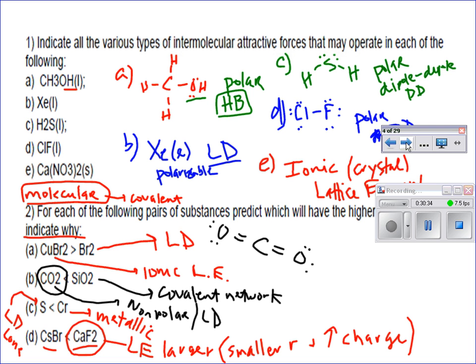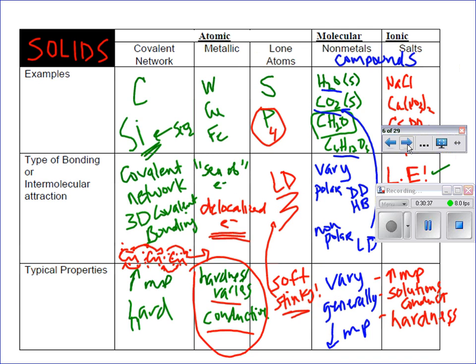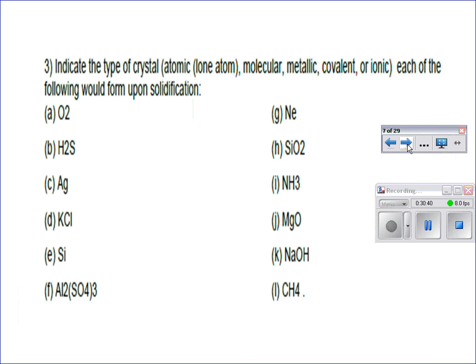Okay, jump to number 3 and we'll be done in less than 2 minutes if you guys are on it. Ready to be on it? Okay, O2. You're telling me where on the chart it belongs. This one I can go 2 ways. I understand why you might say lone, but it's really 2 together, so I'm going to go with molecular. And I'm going to take this a step further. What intermolecular force would be holding this together if it were solid? London dispersion. Good.